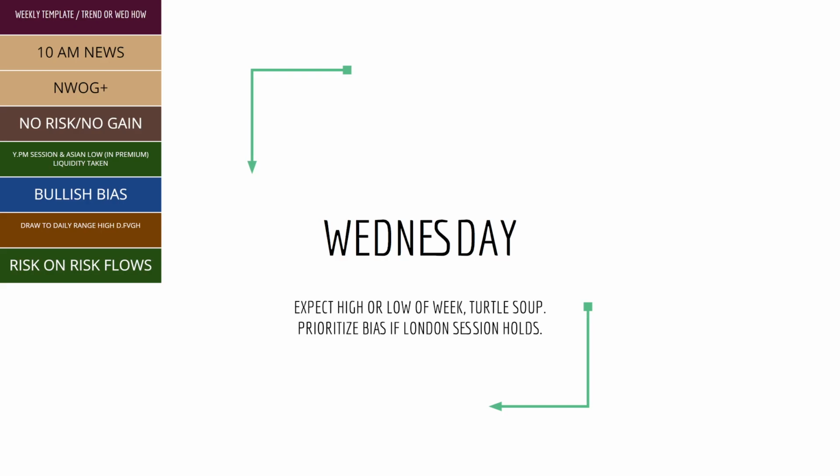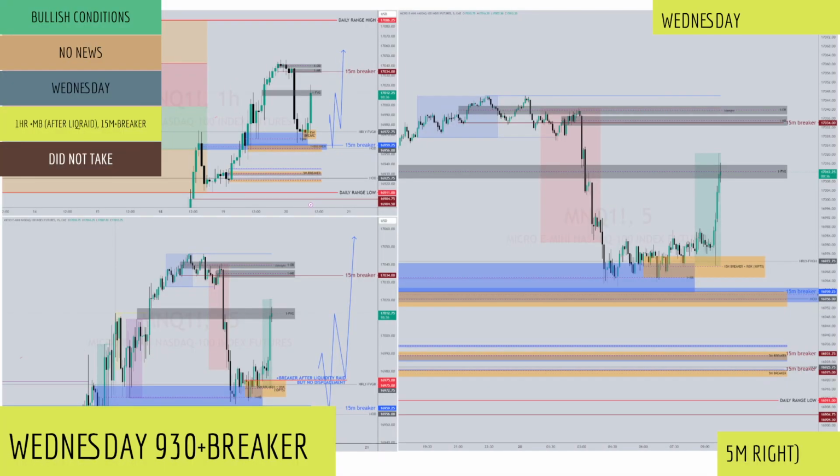Yesterday's PM session and Asian low in premium were taken, so that suggested that we were going to go higher. There was a bullish bias. We're down in discount. The draw to the daily range high and the daily fair value gap high was the draw. We didn't get there, but we also had risk flows, so that means people are looking to buy.